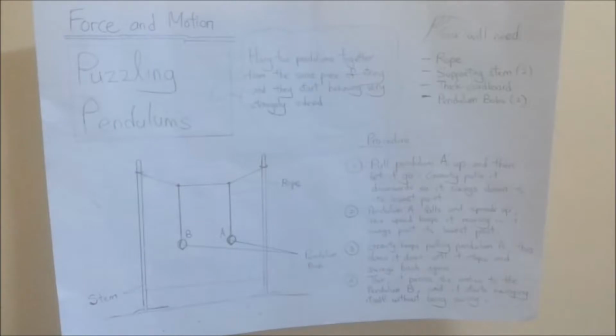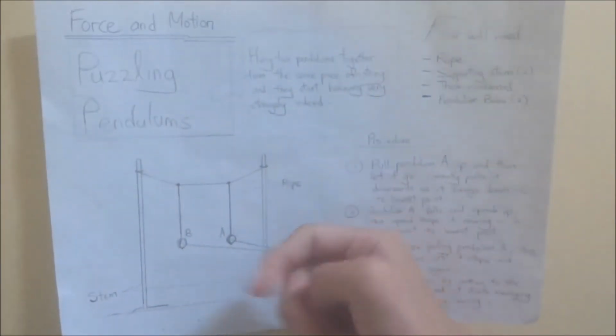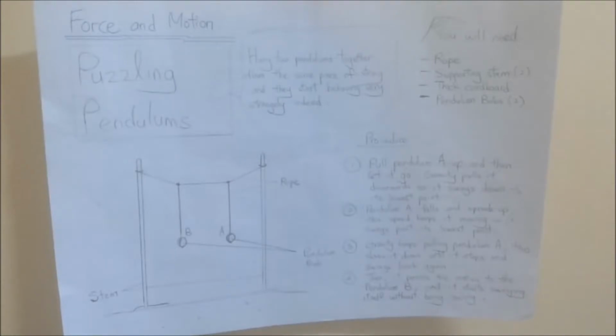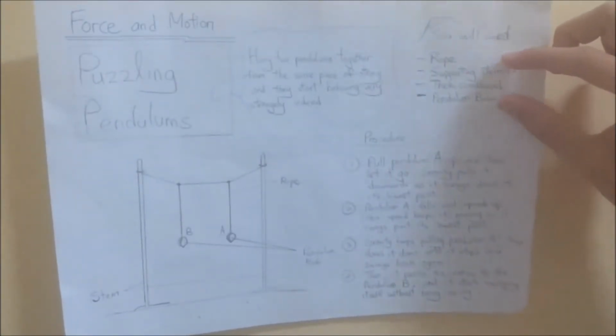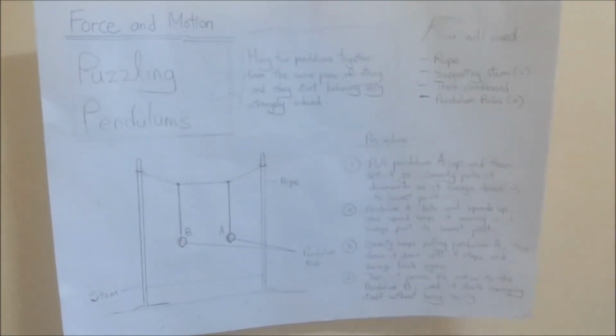Okay, let's talk about another topic: force and motion, and the third experiment, puzzling pendulums. It is so simple that we just hang two pendulums together from the same piece of string and they start behaving very strangely indeed. In this experiment, we will need a rope, two metal rods, thick cardboard and two pendulum bobs. The metal rod is fixed on the thick cardboard. The rope is tied with the pendulum bob as shown.